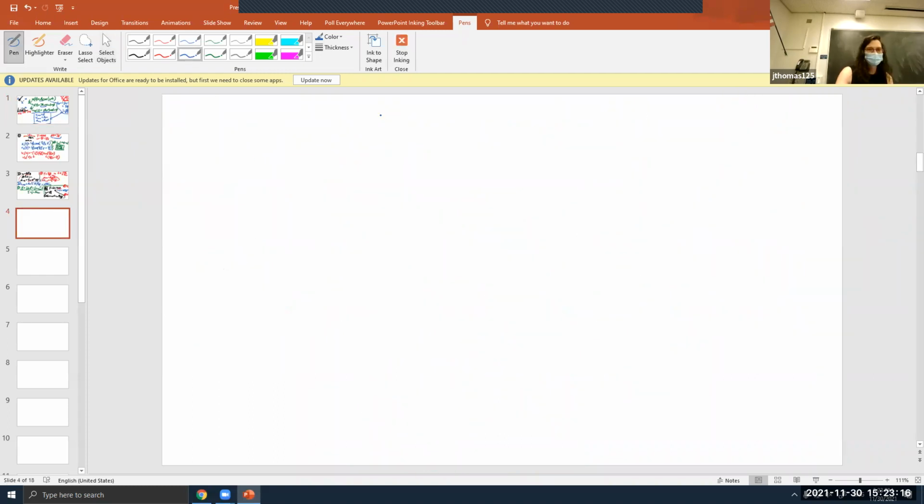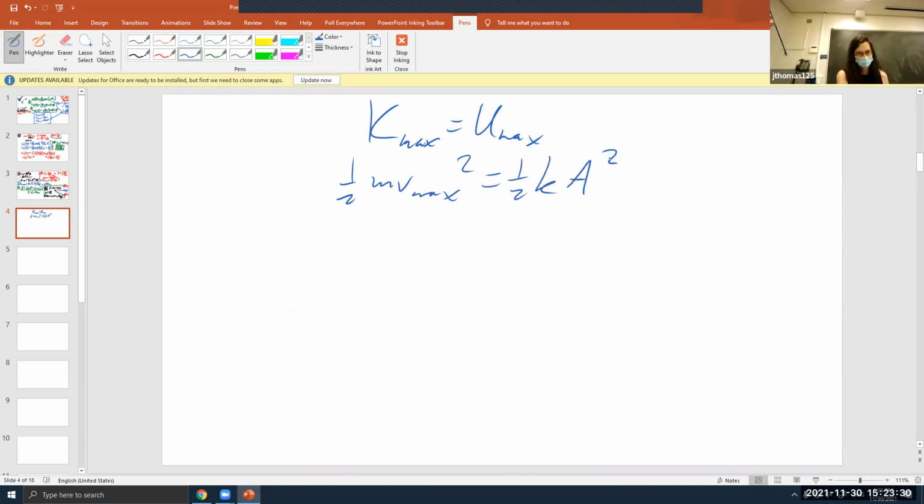We know it has to be conserved. So that means that your kinetic maximum has to be equal to your potential maximum. Again, you don't need to write this down. Your kinetic maximum is 1/2 m v max squared. Your potential maximum is 1/2 k A squared. We've covered that on the last page, but just a reminder, you should be familiar with both those definitions.